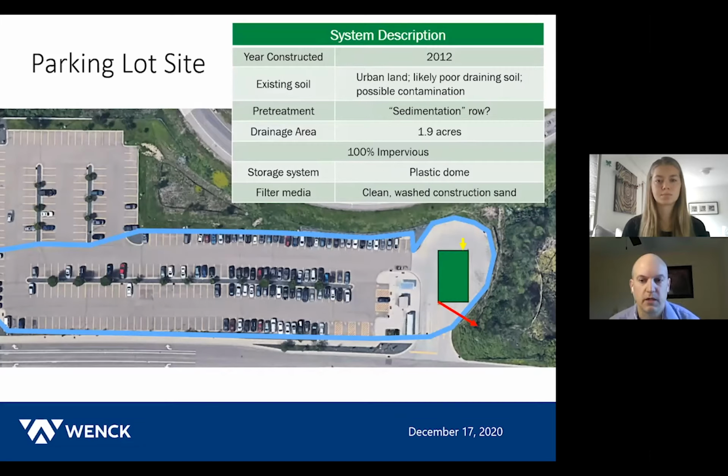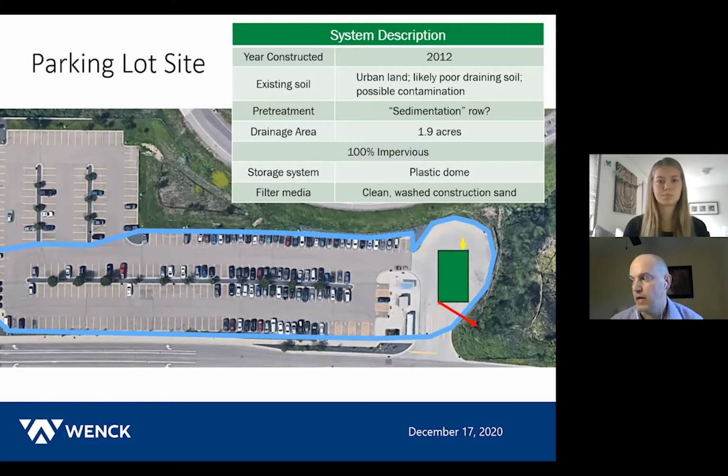Over the next few slides, I'm going to give you a summary of the 4 different sites that we looked at. This one we're calling the parking lot site. This is the oldest of the 4 sites that we studied. It was constructed in 2012, so it's been online and operating for about 8 years. The existing soil is mapped by the soil survey as urban land. We did not have access to soil borings, if they were conducted.